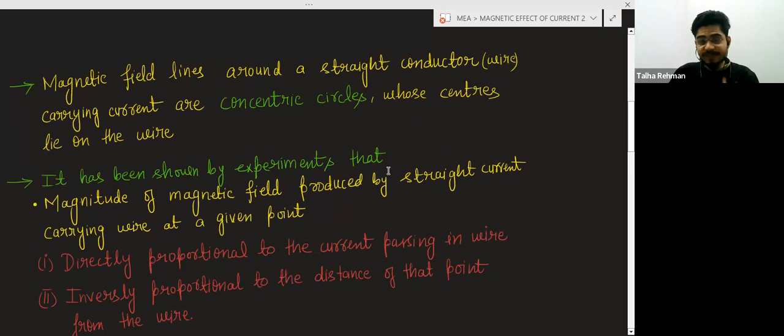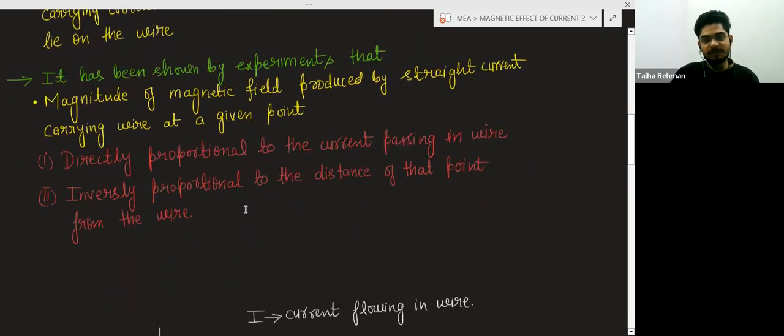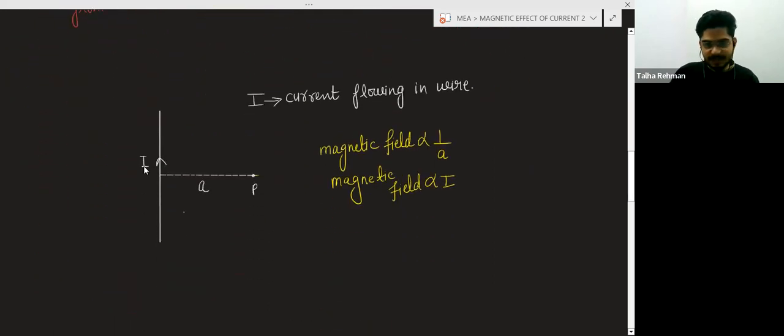Now, it has been shown by experiment that the magnitude of the magnetic field, meaning the strength of the magnetic field, produced by a straight current carrying wire at a given point depends on the distance. Suppose I is the amount of current in this straight wire, and there is a point P at a perpendicular distance a. When you move far from the wire, the strength of the magnetic field will decrease. And if you increase the current, the strength of the magnetic field around the wire will increase.